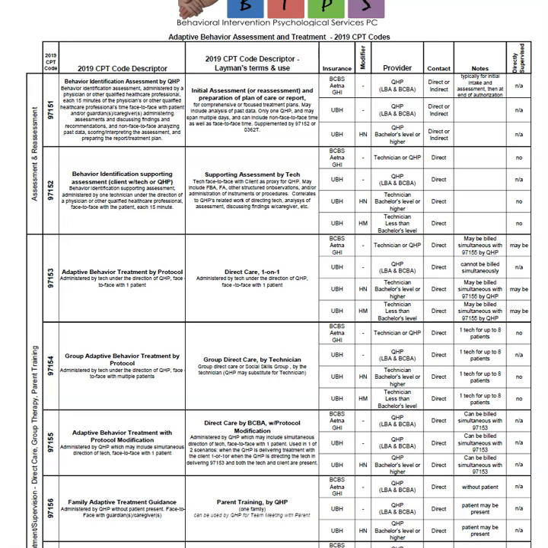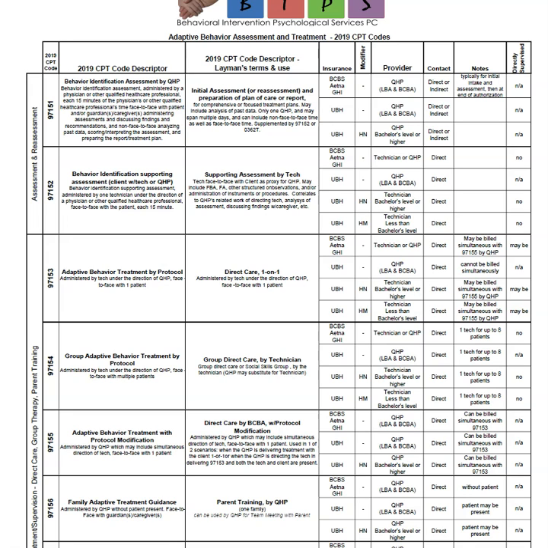97155 is either the direct care by the BCBA with protocol modification or supervision of a para while providing the protocol modification. Okay, so it can be used as your direct contact time or while directing the para to provide a modification to the protocol that they are running. As you can see here in the column of notes, it can be billed simultaneously with 97153 as long as it's by the QHP supervising a technician. Blue Cross, Aetna, and GHI, as well as UBH, all indicate that it has to be a QHP.